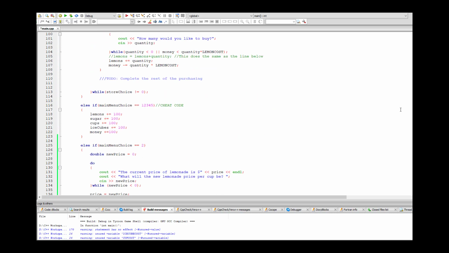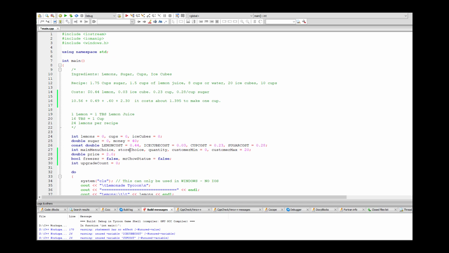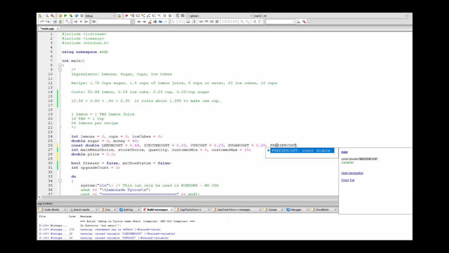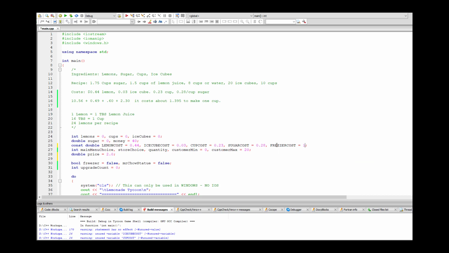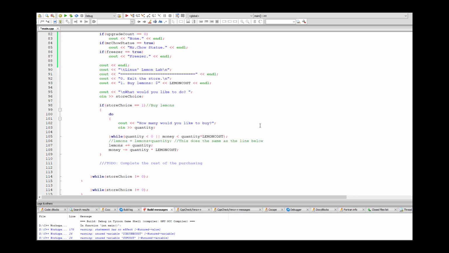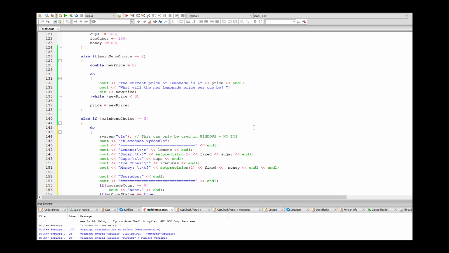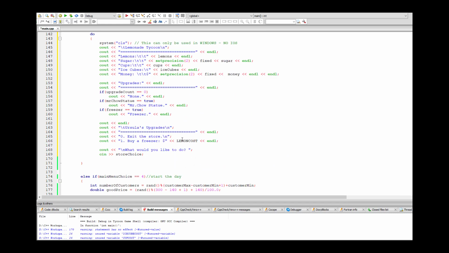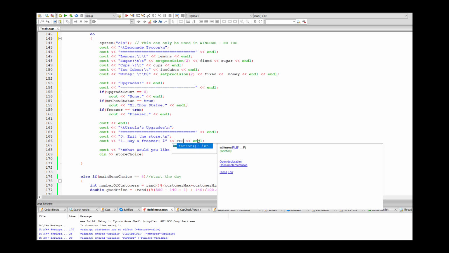Right, and we'll go make the cost of these things. Now these things should cost quite a bit. So we're going to say freezer cost is equal to, I don't know, let's say $100. And Mr. Chow statue cost is equal to, let's say, also $100. All right, now where are we going? So freezer, this will be freezer cost.